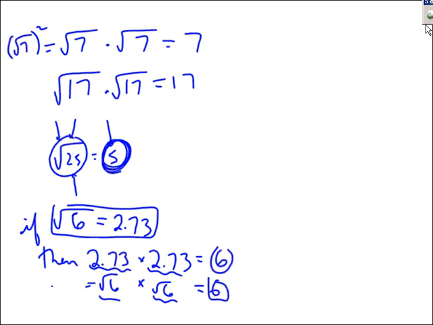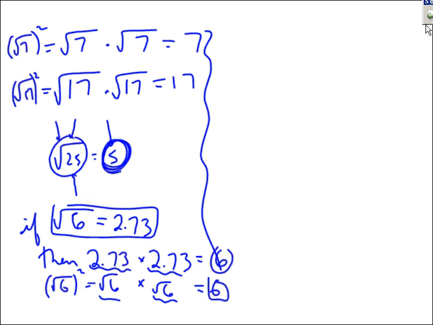Which is also known as the square root of 6 squared. The square root of 17 times the square root of 17 is the square root of 17 squared. That is, if you have a square root of a number and you square it, you get back that number.